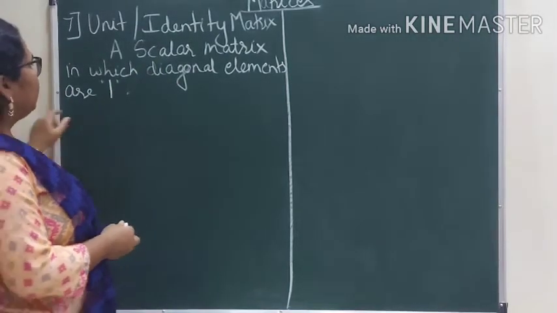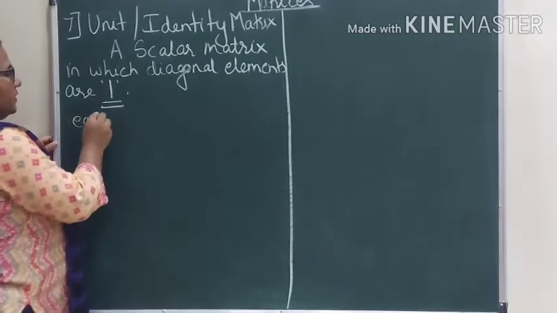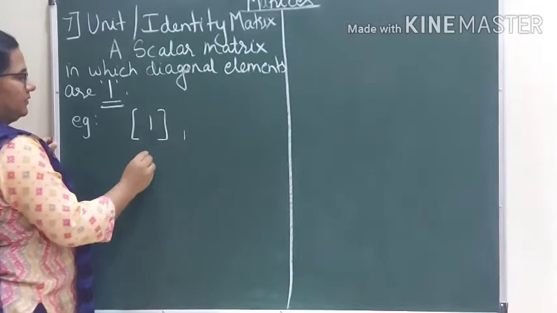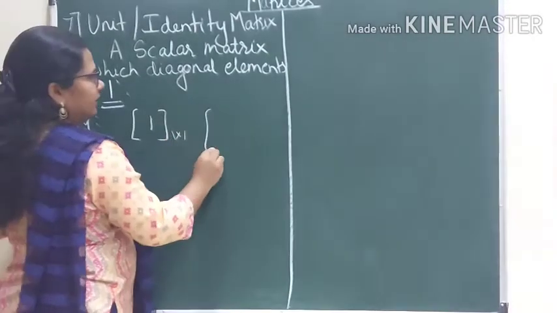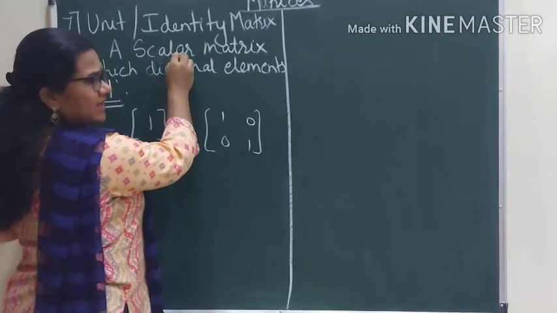And what should the diagonal elements be? They should be equal to 1. Then it becomes a unit matrix. See, 1, an order 1 matrix. This is 1 by 1. Then 1, 1. Non-diagonal elements are 0 because it is a scalar matrix.